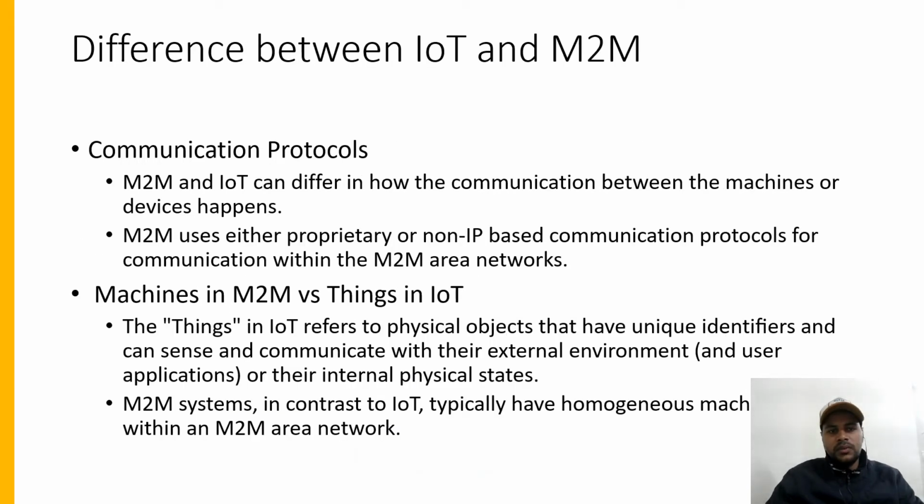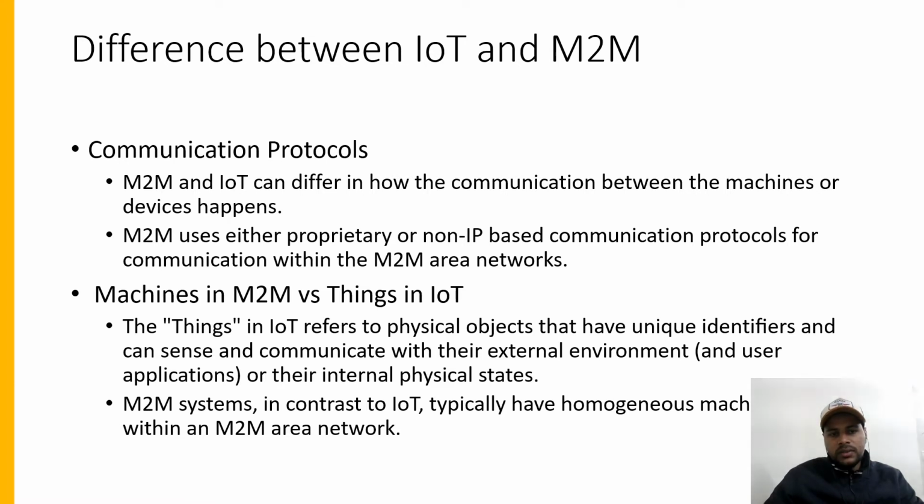Now we will study about the various differences between IoT and M2M models. The difference will be based on our communication protocols and the machines used in M2M and things in IoT. First one is communication protocols. The M2M and IoT devices differ in how the communication between the machines or device happens. So M2M uses either proprietary or non-IP based communication protocols for communication within the M2M area networks.